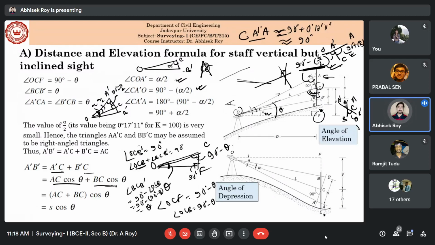Now, why are we determining A dashed C plus B dashed C? Because we want to determine this length instead of this one. This one, AB, we are getting because of the steadier reading, but we want to calculate A dashed B dashed. So A dashed B dashed will be A dashed C plus B dashed C. Okay. So A dashed C plus B dashed C.